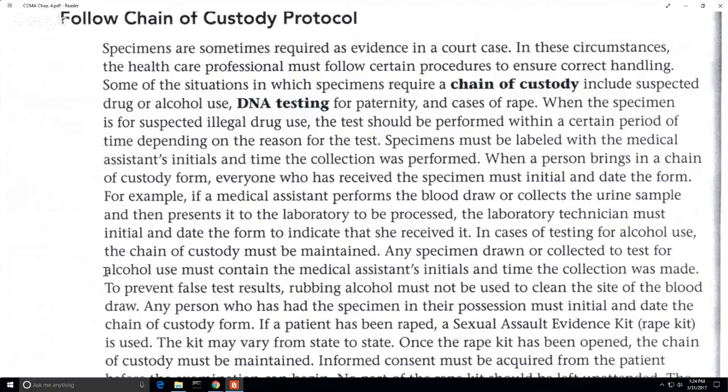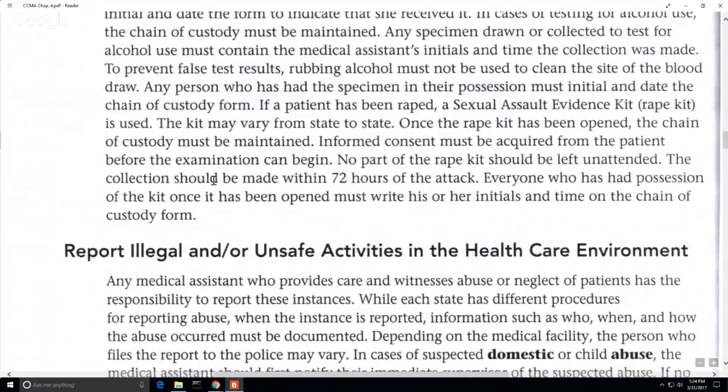If a patient has been raped, a sexual assault evidence kit is used. This kit may vary from state to state. Now, once the rape kit has been opened, the chain of custody must be maintained. Informed consent must be acquired from the patient before the examination can begin. That could be a question again. We need informed consent from the patients that we are using for the rape or sexual assault cases.